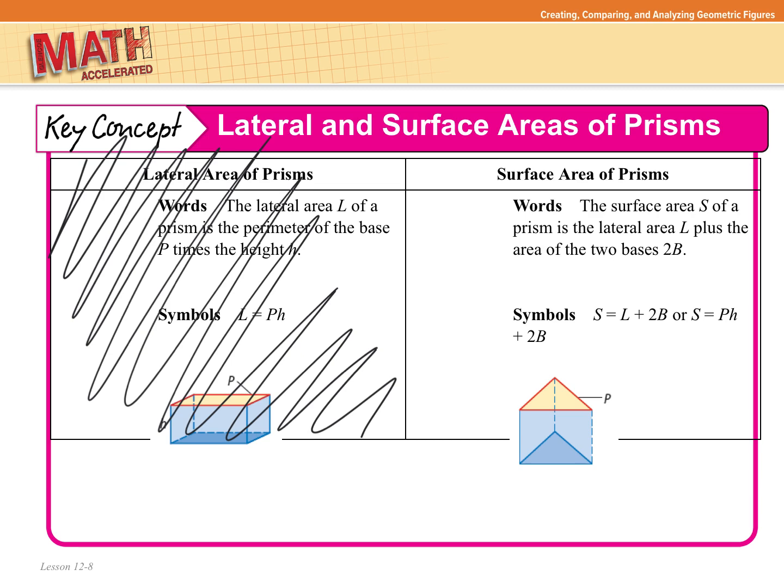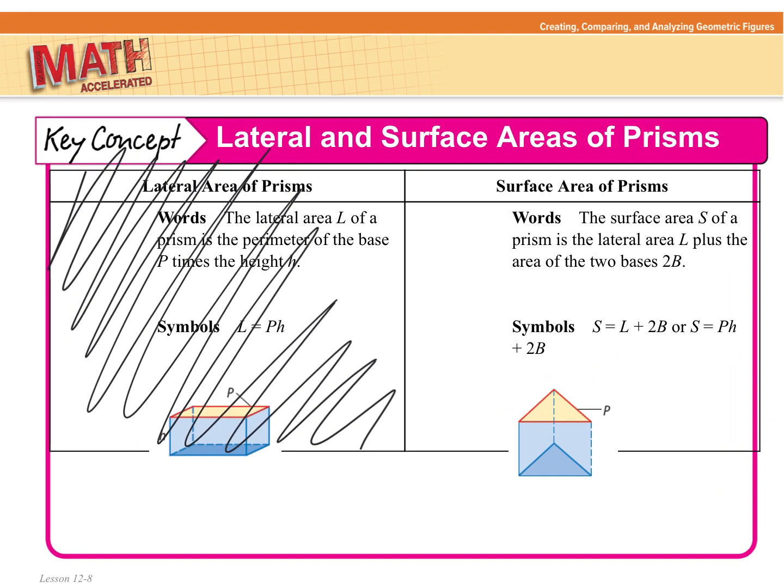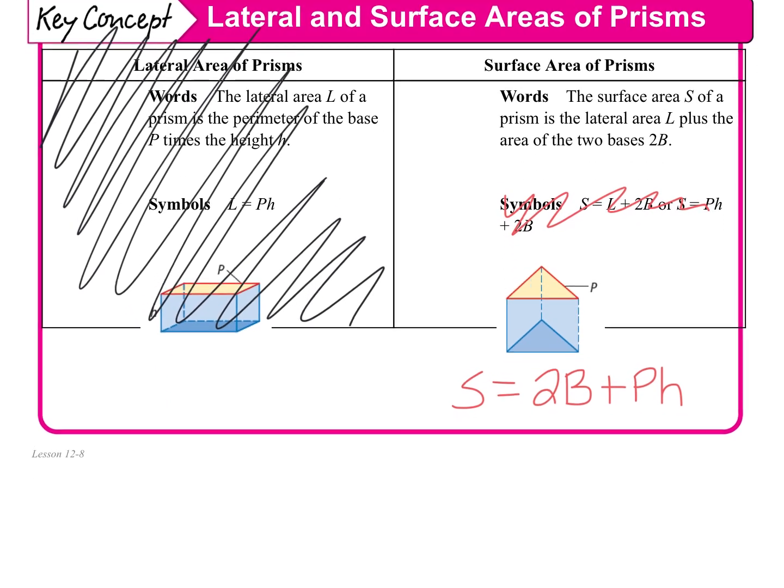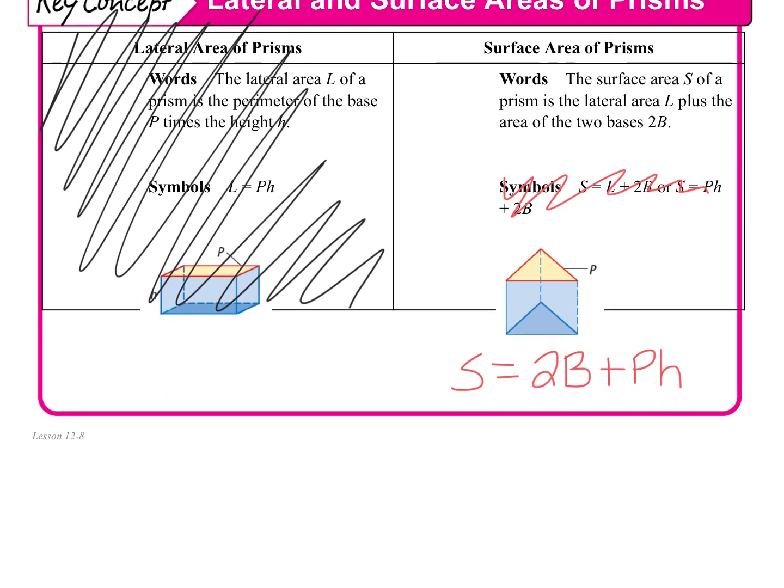Surface area of prisms. Again, I'm going to give you formulas that will look a little nicer for you. Surface area of prisms: surface area equals 2 times capital B plus capital P times H. A lot going on, but remember the whole point of these formulas is knowing when to apply them and how to use them.